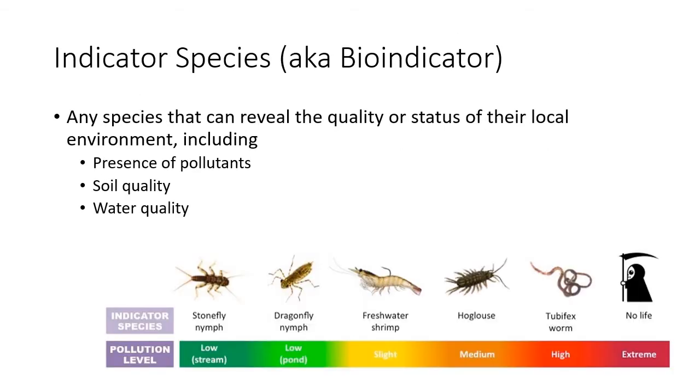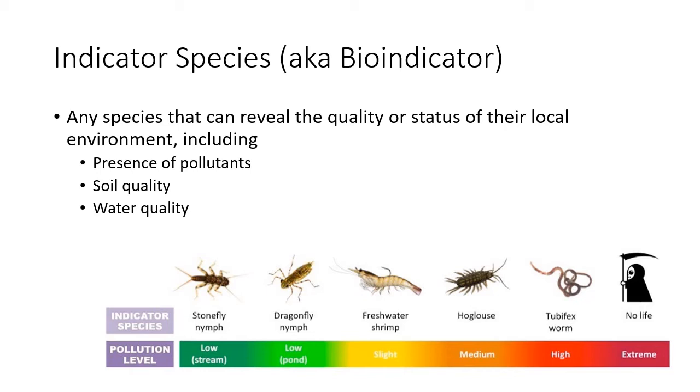So switching gears a little bit and moving away from keystone and foundation species, we have indicator species or bioindicators. These are not really super important for the ecosystem as a whole. They're just a normal species in the ecosystem, but they're really important for humans to detect levels of pollution or anything else that's going wrong in that ecosystem. So they're species that reveal the quality or status of their local environment. That could be the presence of pollutants, it could be soil quality, water quality, etc.